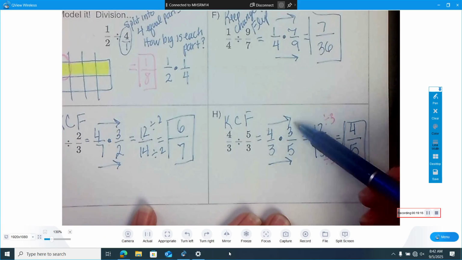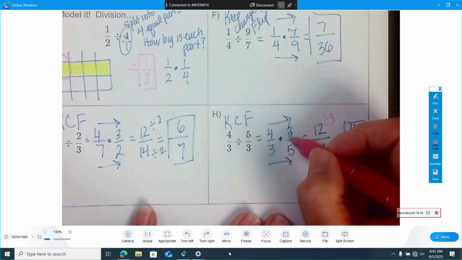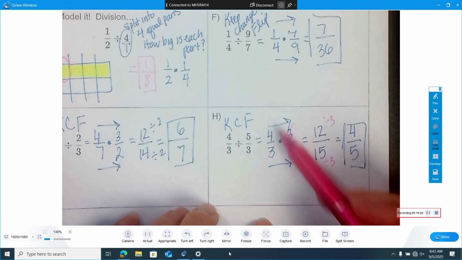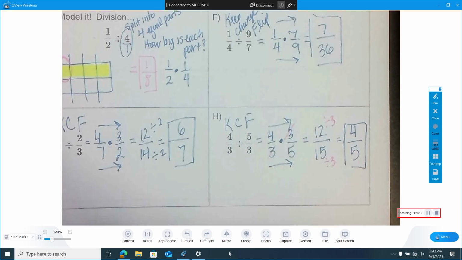If you did see that and happen to notice, they do, in fact, if you have a 3 on top and a 3 on bottom, they do just reduce. 3 divided by 3 is 1. It goes away. We don't care about that. So we're just left with 4/5. So there are shortcuts, but I'm always going to do the straightforward way that works every time so we don't confuse ourselves. Okay? Do you have any questions for me?